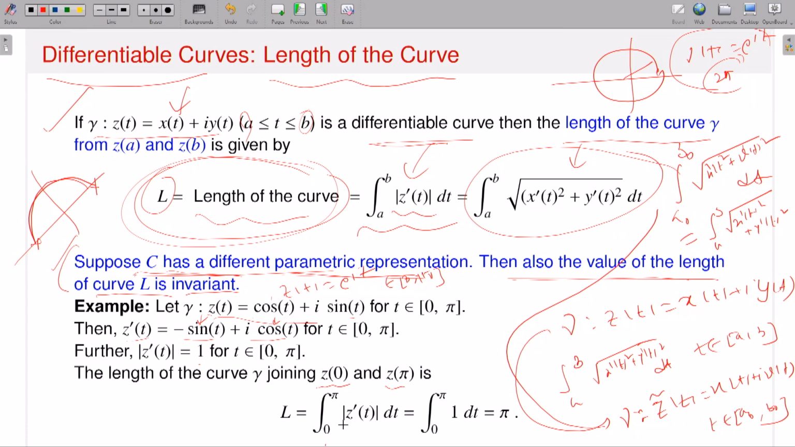That means it should be the integral from 0 to pi of the absolute value of z prime of t dt. That means the integral from 0 to pi of 1, which means this is pi. And this is the semicircle of radius 1. What is the length? The length of the curve is pi, that you know. Okay, so that's the formula where you can calculate the length of the curve.